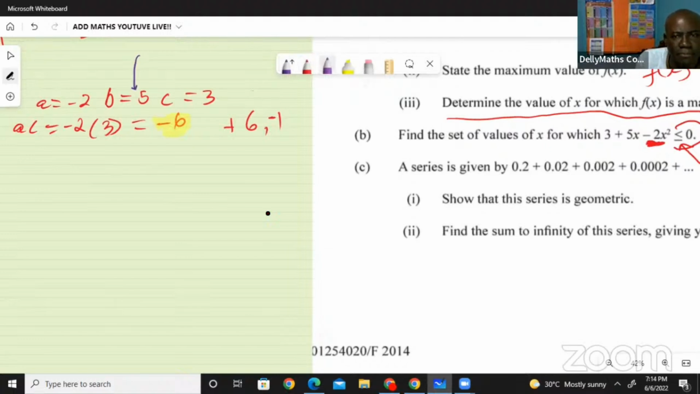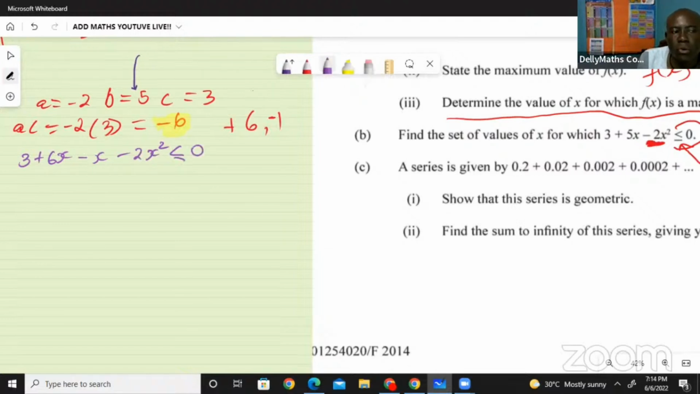I'm not skipping any step. If you want to rearrange it to suit yourself, that's fine. You can rearrange it to look how you want it to look. It does not matter. So let us write down what we have. Let us say we have 3, and then +6x, -1x or minus x, minus 2x squared, and this is less than or equal to 0.